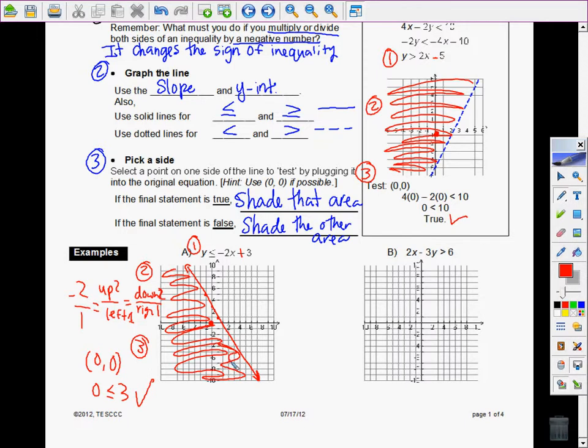So I have to pick any point on the left side? You pick any point on the side that you think is going to give you a true statement, then you plug it in. If it comes out true, then you shade. If it doesn't come out true, then you shade the other side. So either way, you don't have to recheck it again. Exactly.